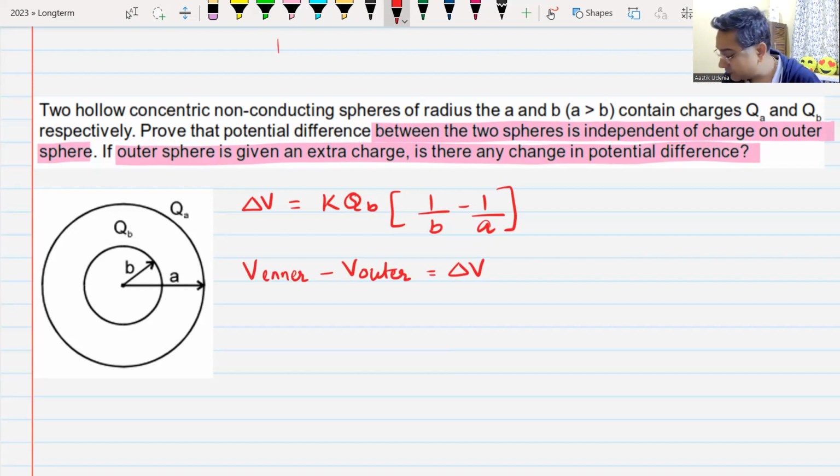What do we understand from this important discussion? If you have two concentric spherical shells, the potential difference between the two spherical shells does not depend on charge of the outer sphere. It only depends on charge of the inner shell or sphere. Do we understand this? Yes, sir. A very important thing to note down, a very important result to remember that has come in JEE many times.